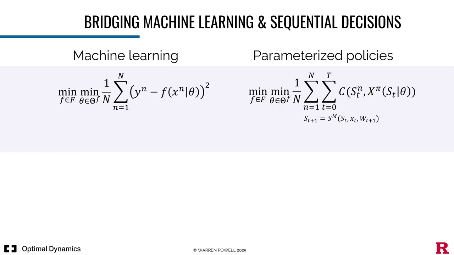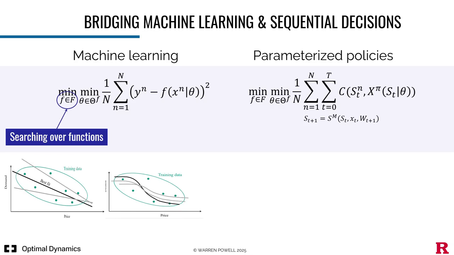Now, when we go back to bridging, let's go back once again and look at our machine learning. But on the right-hand side, now I'm restricting myself to parameterized policies. Now, in machine learning, we have the human looking for the best function. Maybe I want a linear function. Maybe I want a nonlinear or a neural net. The parameterized function, and then I have to do the tuning. I have to fit the function.